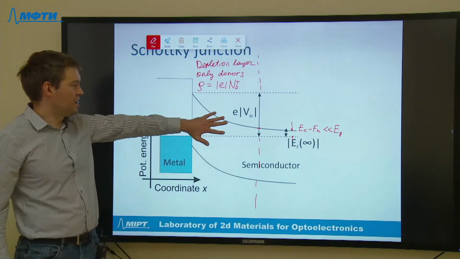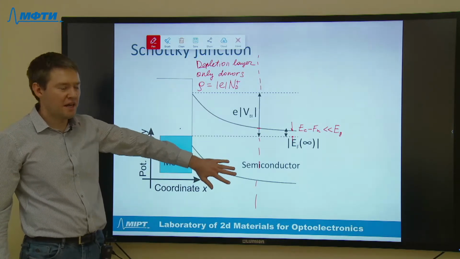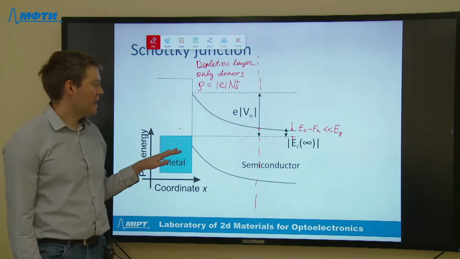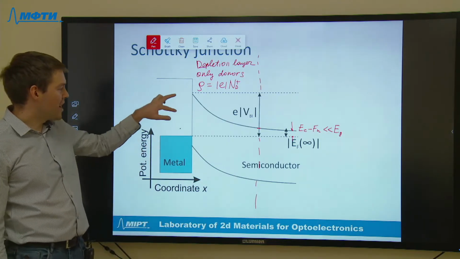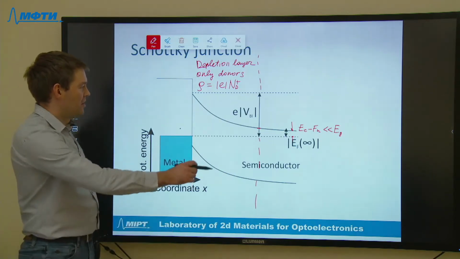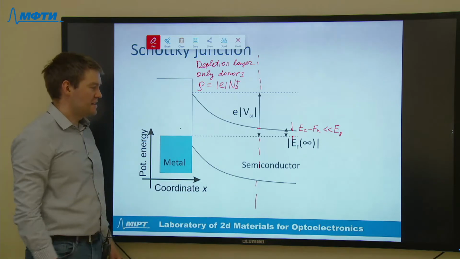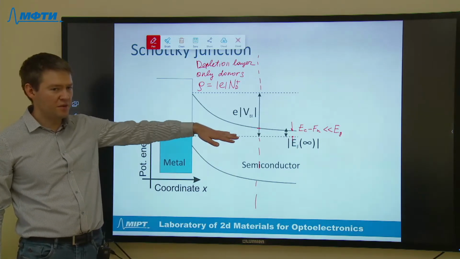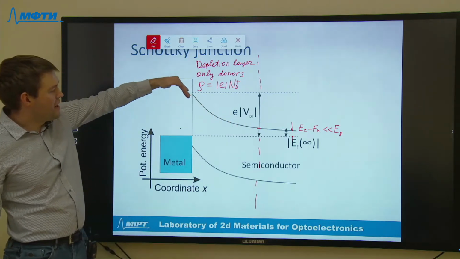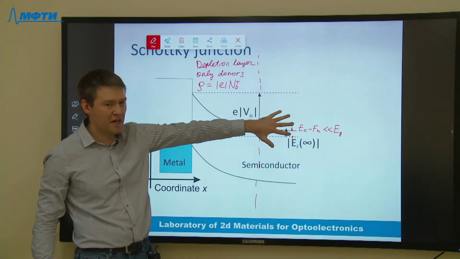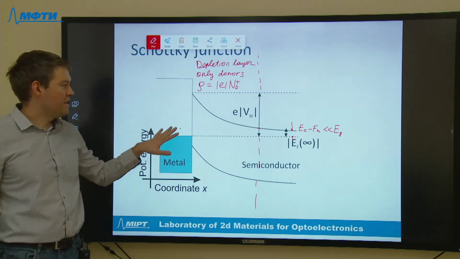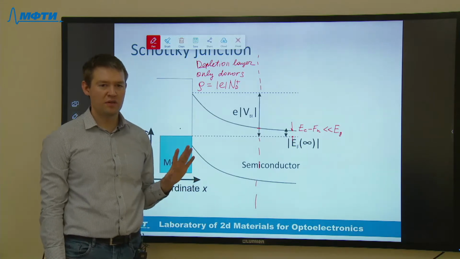This depletion region has positive charge, and what is very important, we have some energy barrier formed for electrons. As the electrons leave this region, the remaining positive charge makes a barrier to stop the electron diffusion from the n-doped semiconductor into metal. And this barrier is very important for the transport.